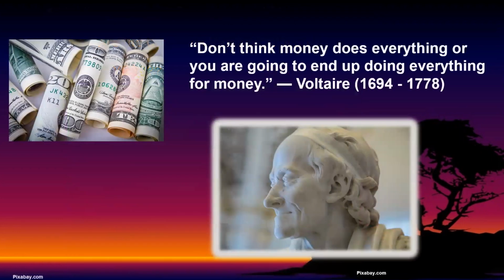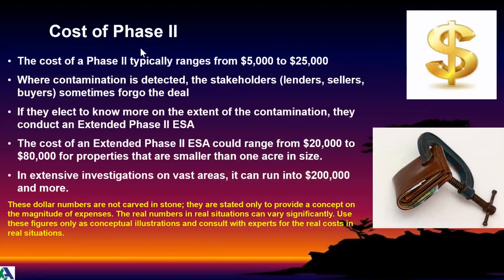So how much does it cost? The subject of today is the cost and time of the Phase 2. And our friend Voltaire, 1694 to 1778. So he lived to be what? Let me see, 6 plus 78, 84 years. Oh, that's a nice age. So Voltaire, famous Voltaire, said, don't think money does everything, or you're always going to end up doing everything for money. That's a nice lesson. We are talking about money, so this is what Voltaire tells us about money, and the cost of Phase 2.